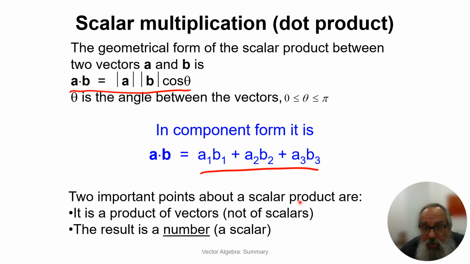Two important things about the scalar product, it's a product of two vectors. So it's called scalar product, but it's not a product of scalars, it's a product of vectors. And the result is a scalar. That's why it's called a scalar product. So it's a vector operation to produce a scalar, a number.